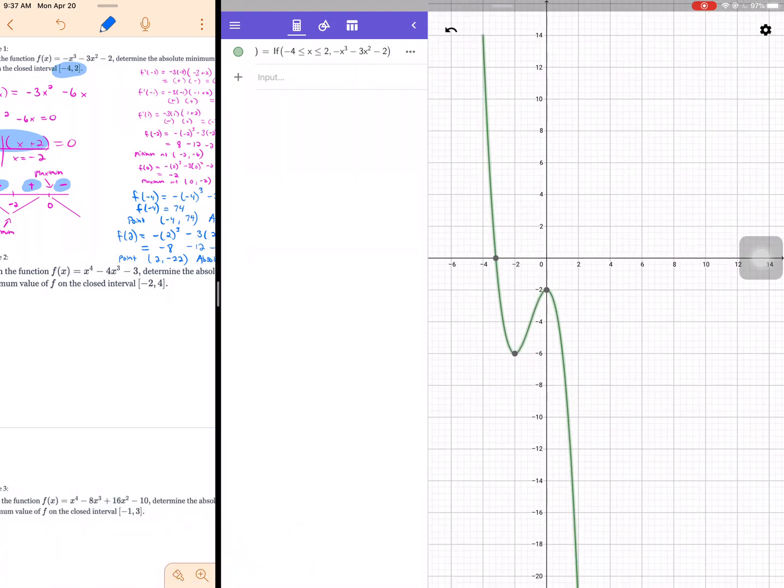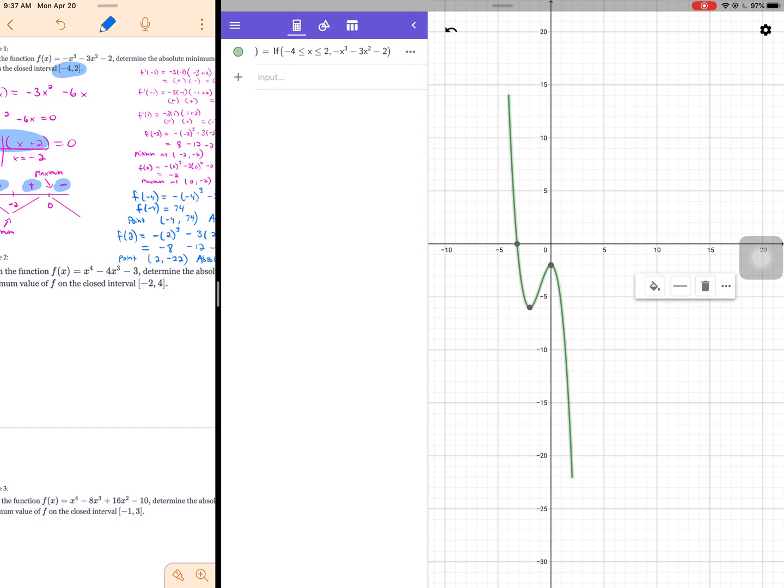And if I zoom out, there it is. And we can kind of see, what is the relative min? We found this one. This relative min at negative 2, relative max at 0. But look, between those values, that's the very, very lowest point. What is that point? 2, negative 22. We found that already. What about this point? Well, that point's the very highest point. It's the absolute max. What's this point? Negative 4, 74.